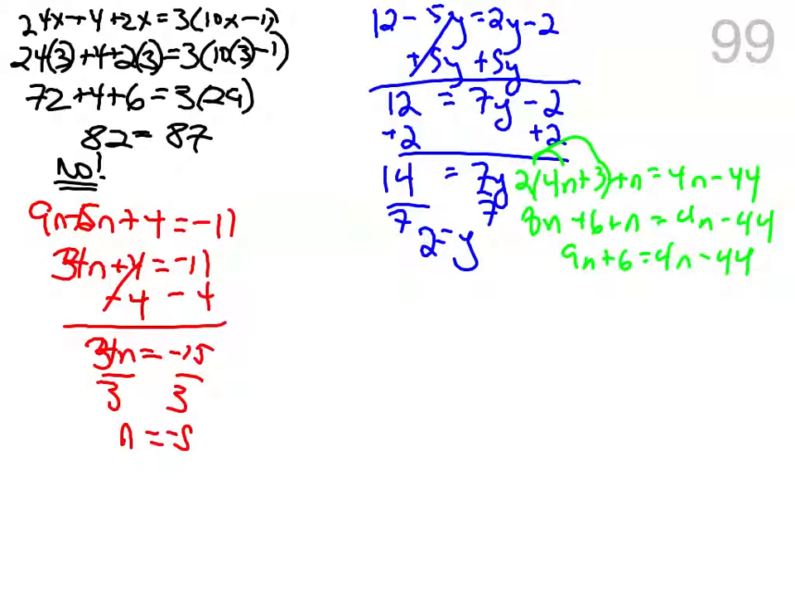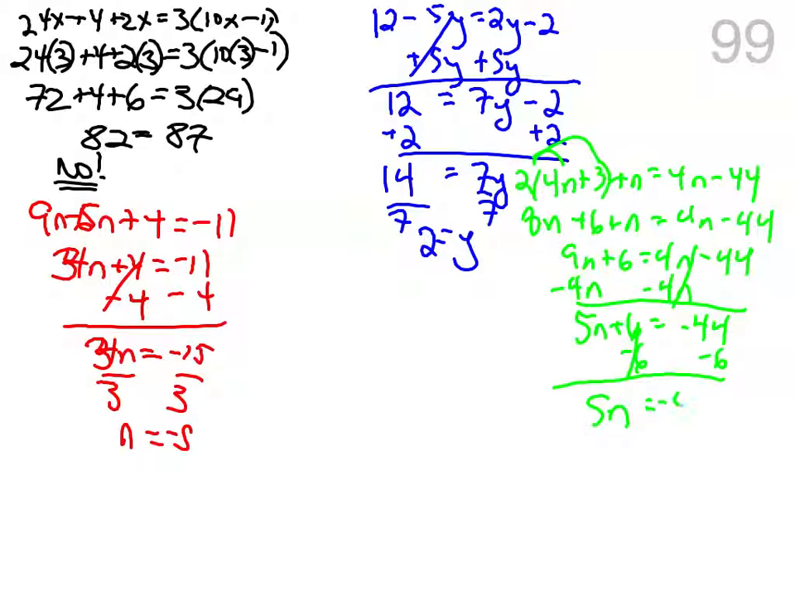And we get a little sloppy with signs here. Minus the 4n, 5n plus 6 equals, careful here, negative 44, minus the 6, and I get 5n equals negative 50, divide by 5, n is negative 10. Okay? Any question on any of those?